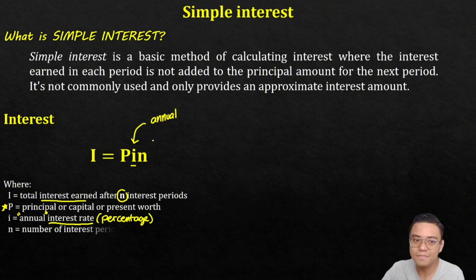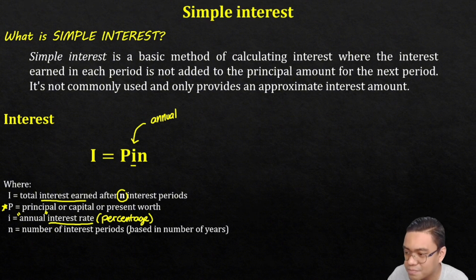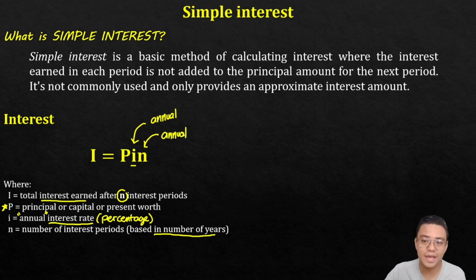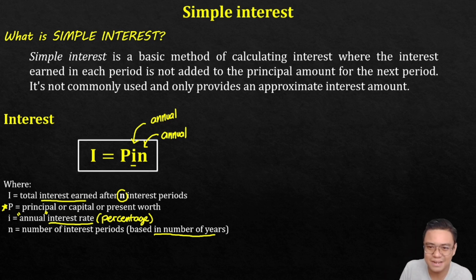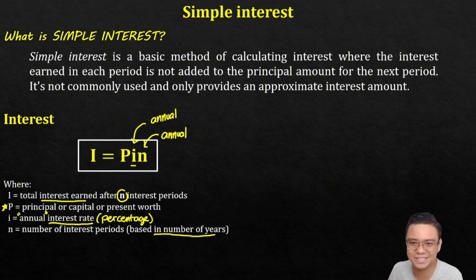Not just that, the period must be in what? In annual or based in the number of years. Ito rin, dapat naka-annual din yung count natin dito. Which means to say, if you have a period of days, then you are going to convert that one into years. Okay? So that is the first formula here, and that's how you're going to calculate for the interest earned.